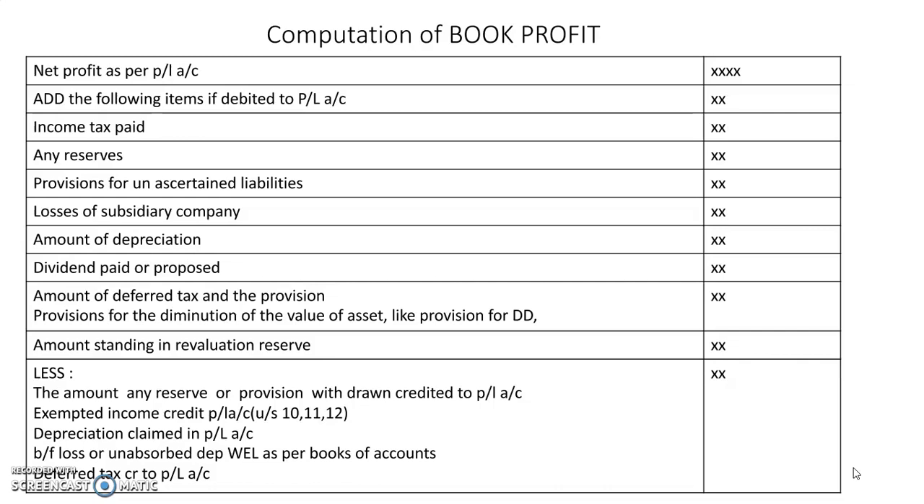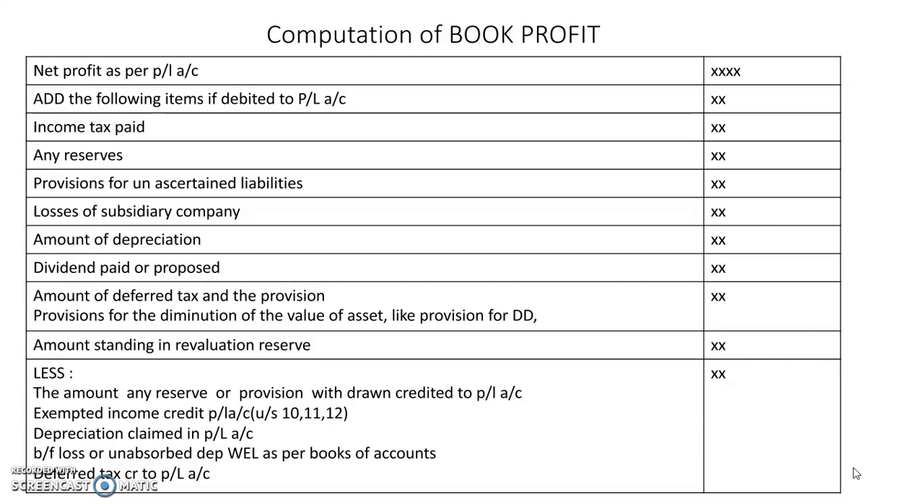Next, you have to deduct the following items. Particularly, the first is any amount of reserves or provisions which are credited in the profit and loss account. So you have to go to the credit side of the profit and loss account, and if these items are credited, you deduct them. First is any reserves or provisions credited in the P&L account, and any exempted incomes credited in the profit and loss account. Exempted income means it is all specified under Sections 10, 11, 12. Under Section 10, you know, all the exempted incomes come.